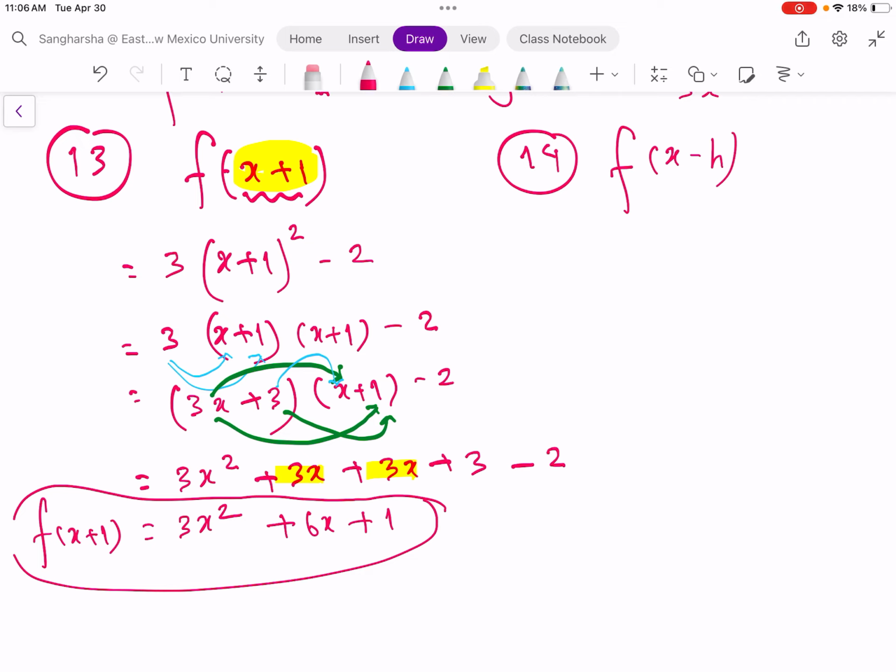Let me give you 1 or 2 minutes to do number 14. And those who have already done number 14, you can do number 15. It's pretty easy. Yes, h is just a variable. If you need help, just let me know. You substitute x minus h for every x in the f function.